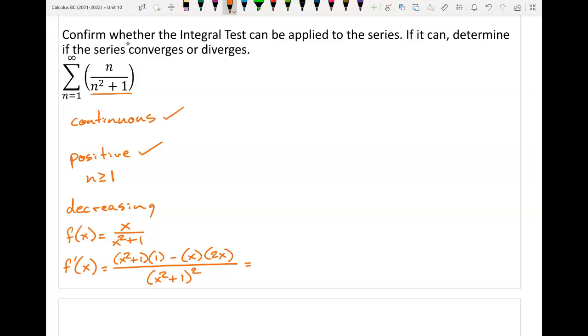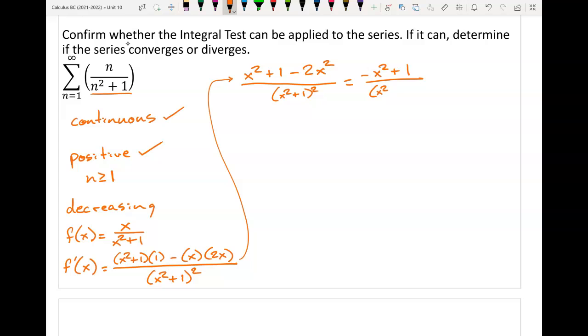All right, so let's go ahead and simplify that. So we have, let's see, I'll go ahead and bring that to the top, actually. So we have x squared plus 1 minus 2x squared, right? Does that look correct? Over x squared plus 1 squared. So I should have negative x squared plus 1.